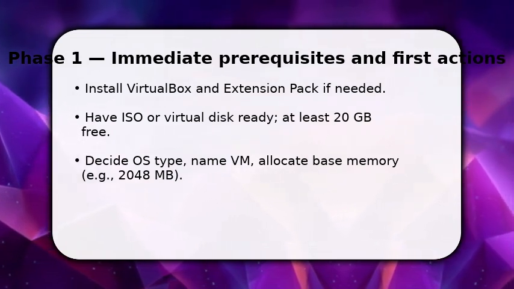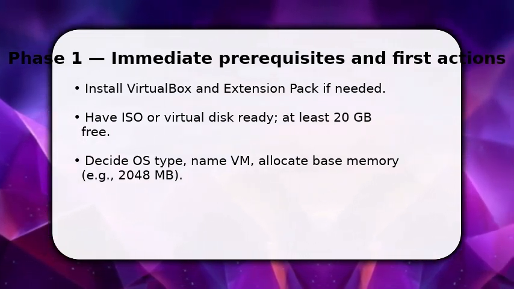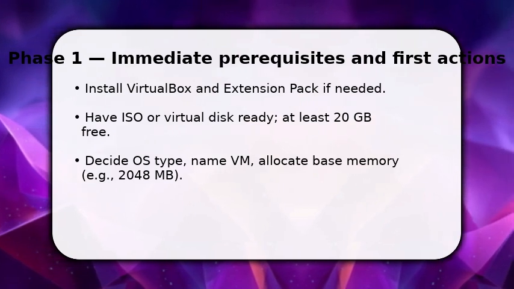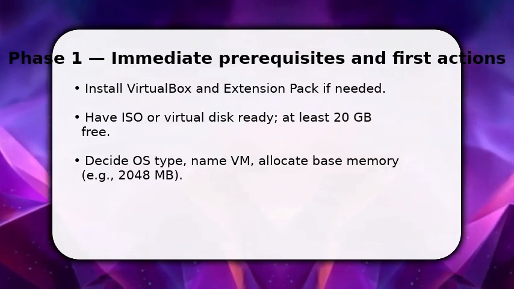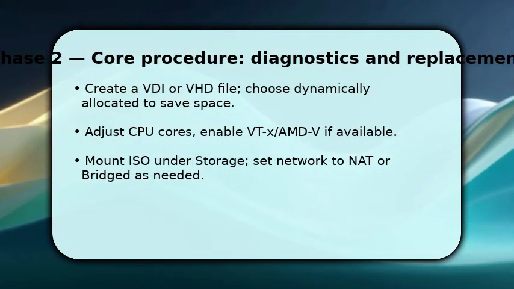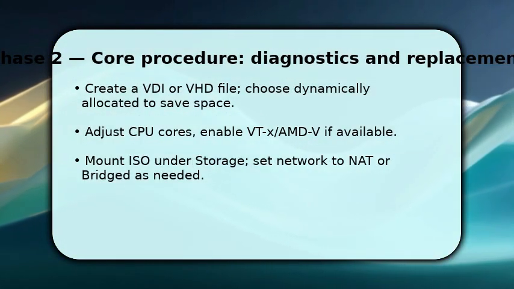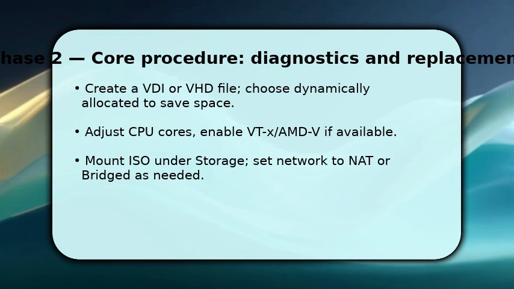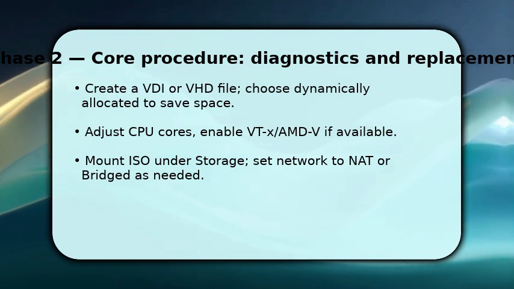You now hit Create to establish the VM container. This does not install the OS yet, but it builds the virtual hardware you will configure next. You now open Settings to tailor hardware. Increase CPU cores and enable VT-x or AMD-V in system acceleration for speed.